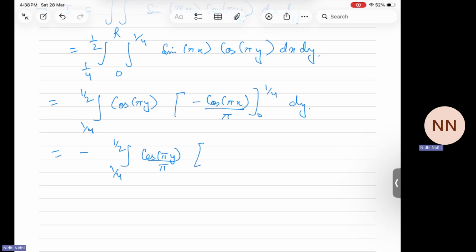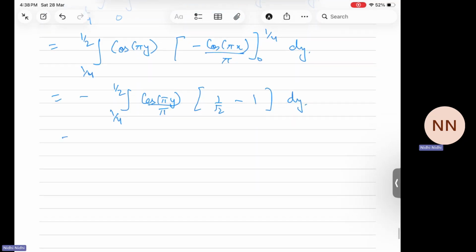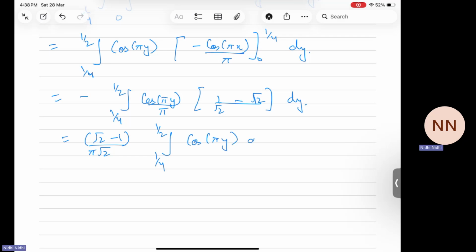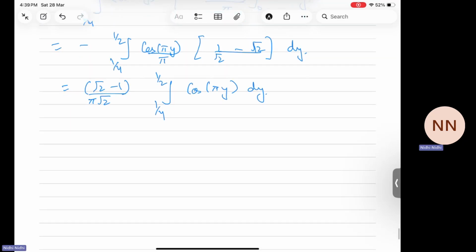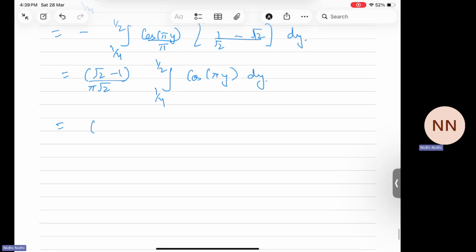Now cos pi by 4 is 1 by root 2 and cos 0 is 1, dy. So this is equal to, taking LCM, 1 minus, so this is just root 2 minus 1 by root 2 pi, the integral from 1/4 to 1/2 of cos pi y dy. Now integrating cos pi y, this is root 2 minus 1 upon pi root 2.